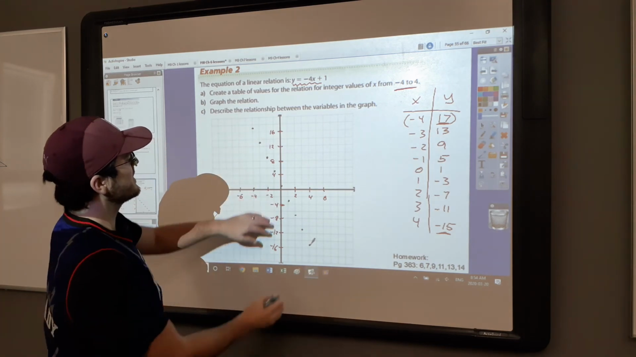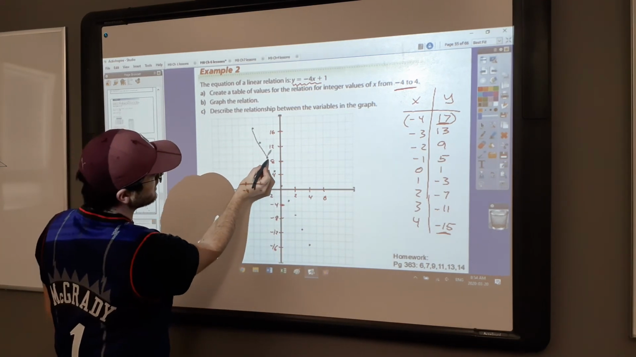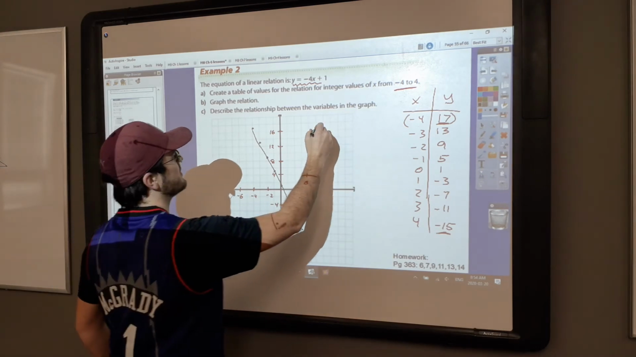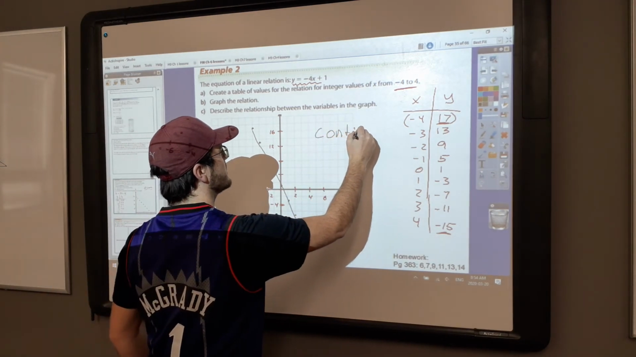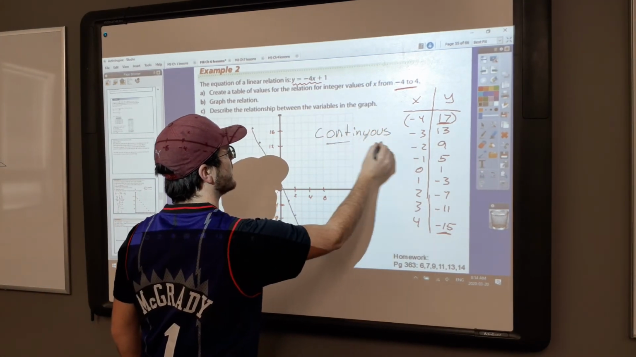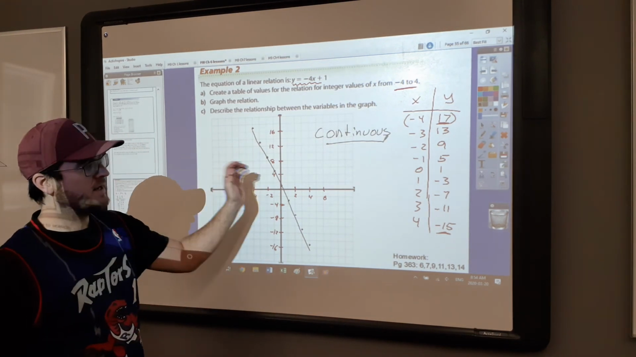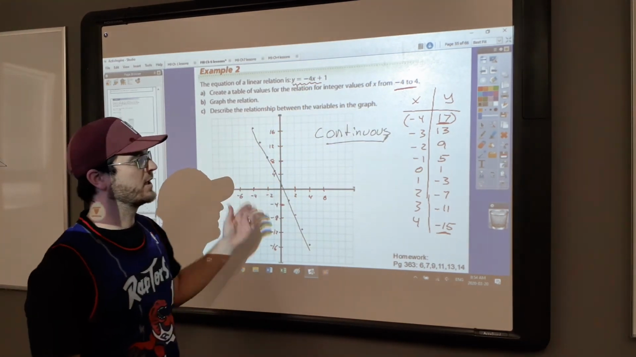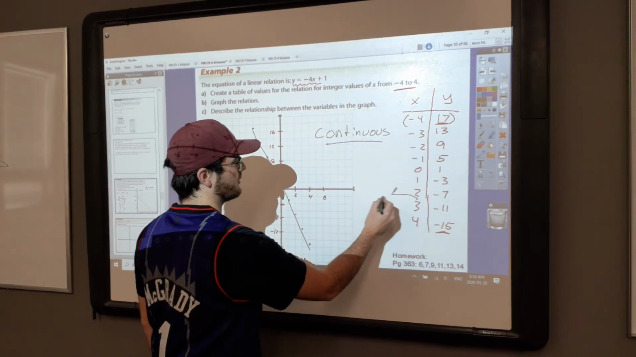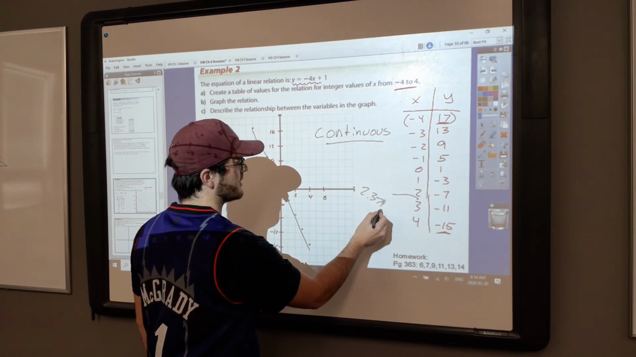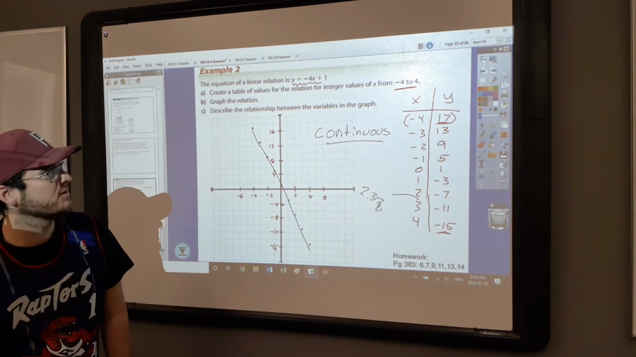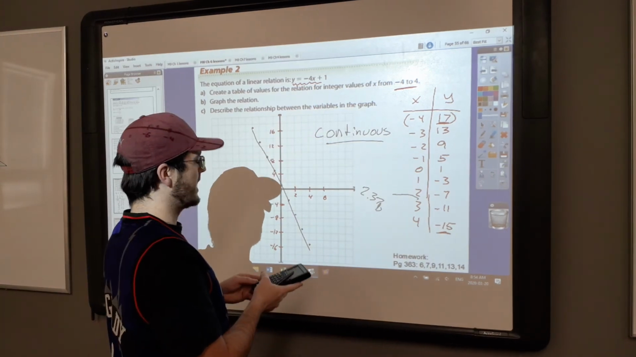Okay, in this case I could connect the dots. It doesn't ask me for this, but it is a continuous relationship, because I could take any x value and I'd be able to plug in a y value. So if I just even took one for fun, 2.37, if I took the x value of 2.37, I could actually plug that in and I would get an answer.